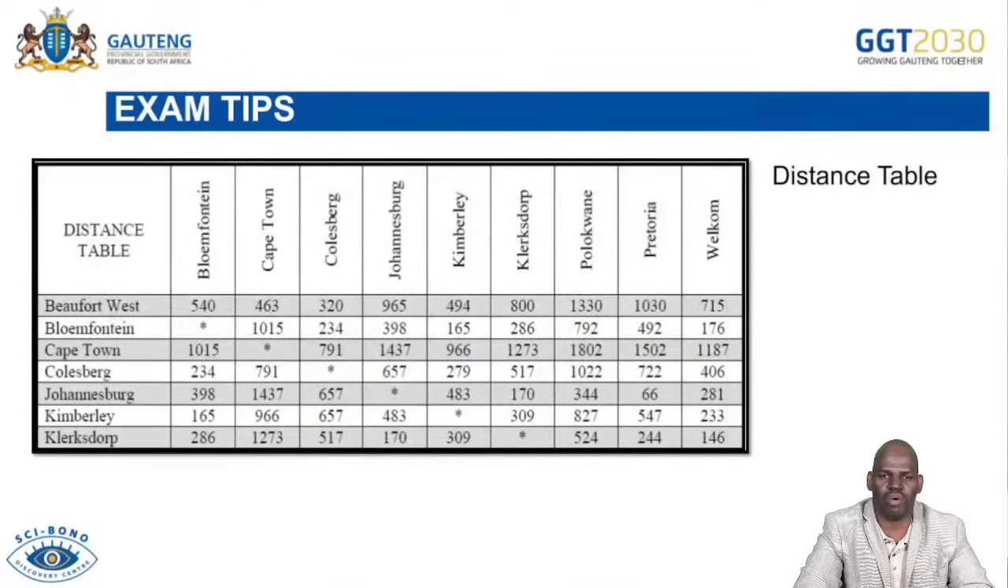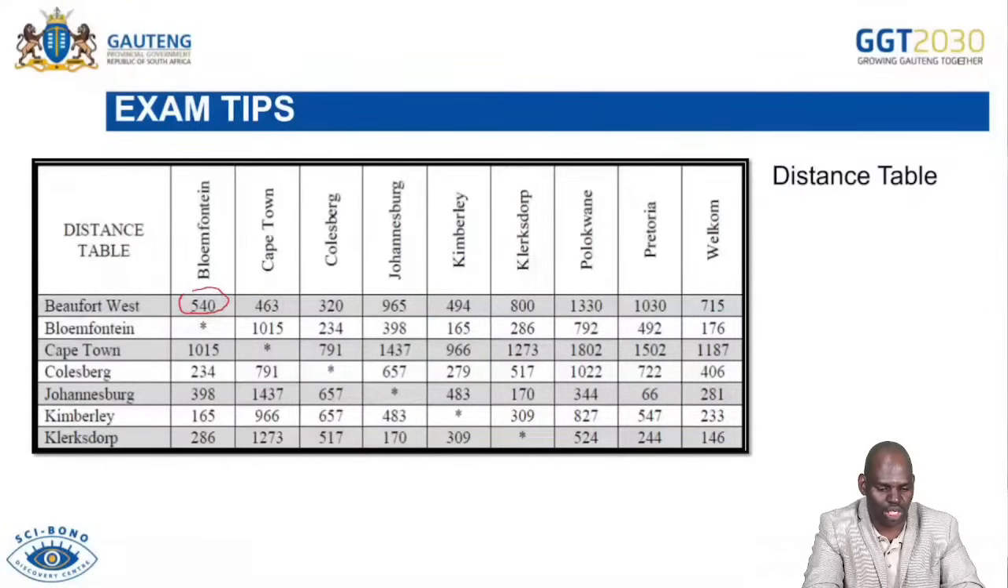Okay, this is the distance table that I spoke about earlier, where it shows the distances. Like for instance, this one you must be able to interpret. It's the distance table, Beaufort West and Bloemfontein. If you want to know the distance between Beaufort West and Bloemfontein, it's exactly 540 kilometers. But now if you look in this block, they've indicated a star there. What does that mean? It is the distance between Bloemfontein and Bloemfontein. You can't determine the distance between two places which are the same. So in this case, there won't be any distance. That is why it's not indicated.